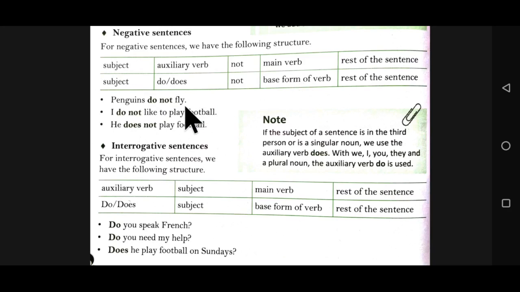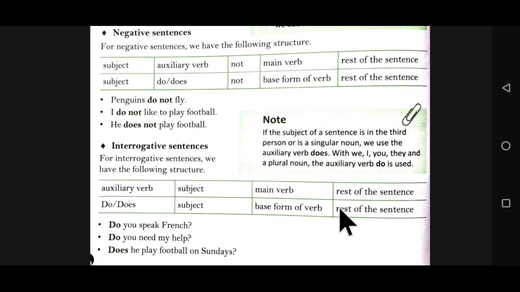Okay, now let's see the structure of interrogative sentences in simple present tense. So what is the structure? First of all, we write the auxiliary verb that includes do or does. Then we write the subject. Then we write the main verb, and that is in its base form. Then we write the rest of the sentence.